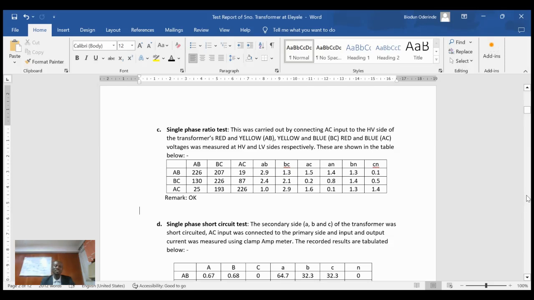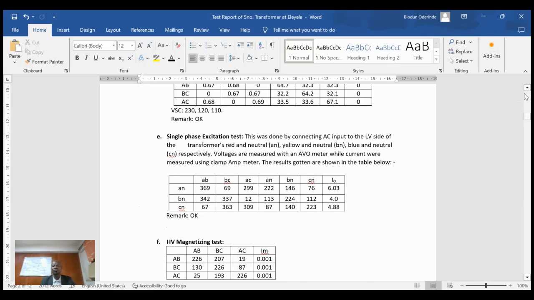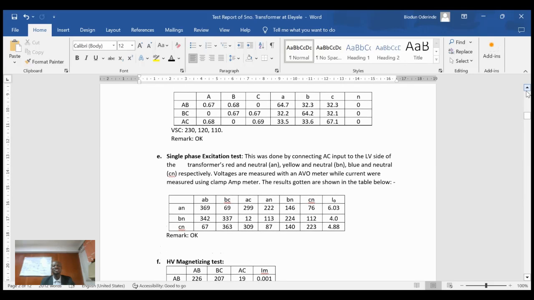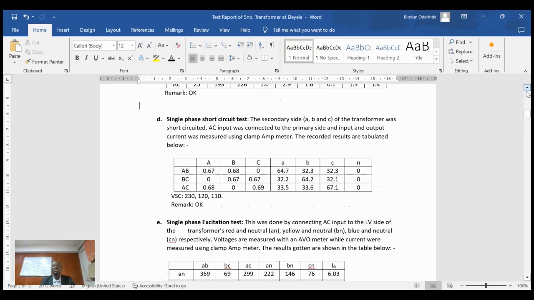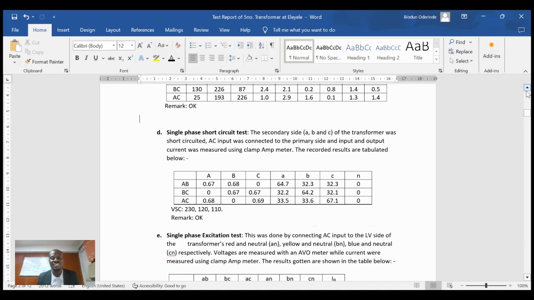Now let's talk about the single phase short circuit test. Another name for the short circuit test is the capacity test. We use the single phase short circuit test to confirm the capacity of the transformer. If they say the transformer is 300 kVA, we need to confirm that it is 300 kVA, because the transformer could be refurbished. They may just paste 300 kVA as the nameplate, but meanwhile maybe they've worked on the transformer, they've changed the coil inside the transformer, and it may not be 300 kVA again.